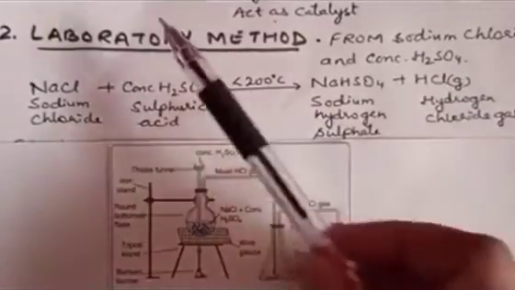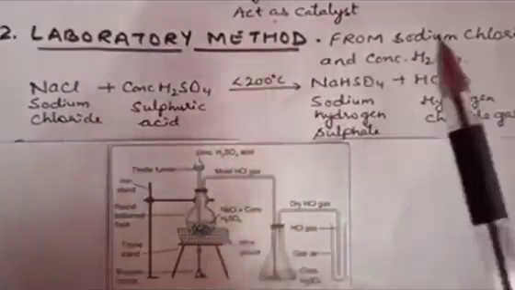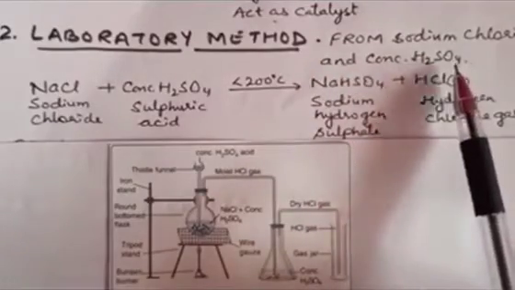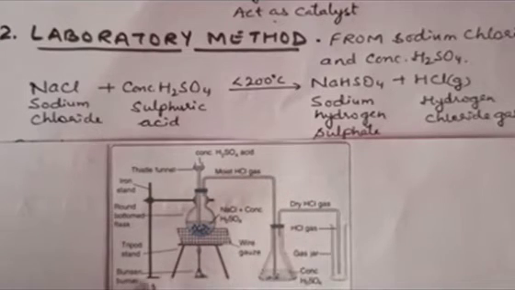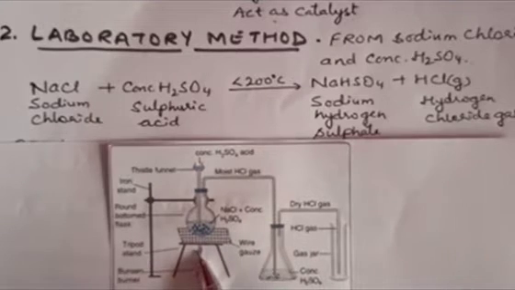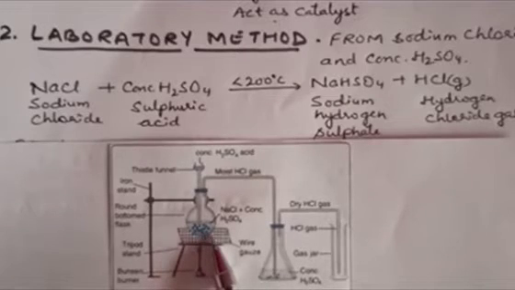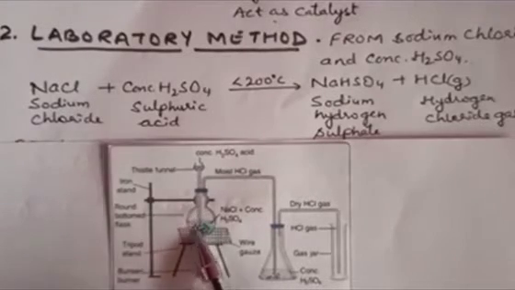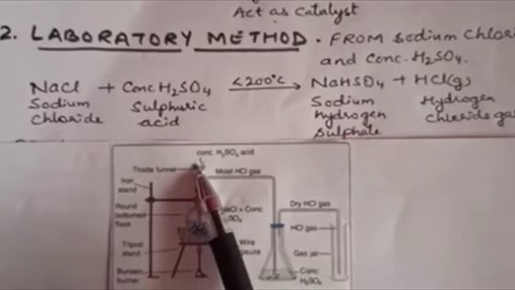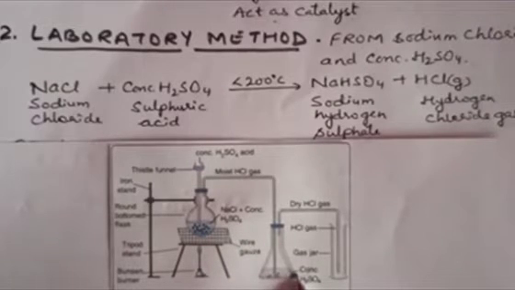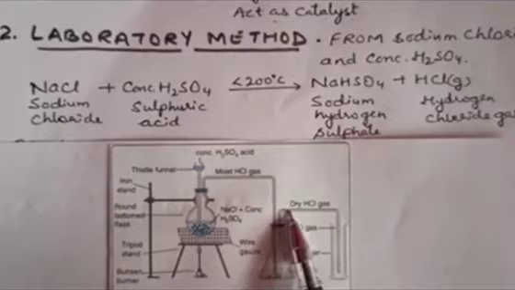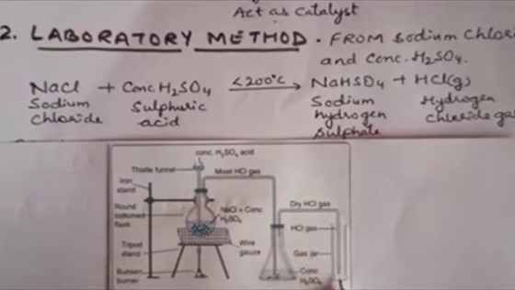Now the second method is your laboratory method. For the laboratory method, we require sodium chloride and concentrated sulfuric acid. Now this is the apparatus which is used in the laboratory, right? What you will take in laboratory preparation: you require a Bunsen burner. This is your Bunsen burner. Tripod stand. This is your tripod stand. This is wire gauze, right? And this is a round bottom flask, thistle funnel, delivery tube. This is a conical flask. Then it is a delivery tube and it is connected to a gas jar.